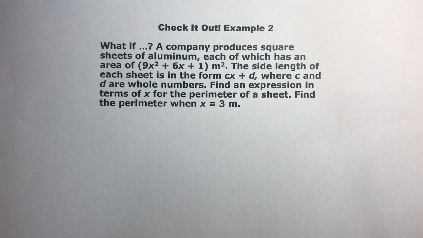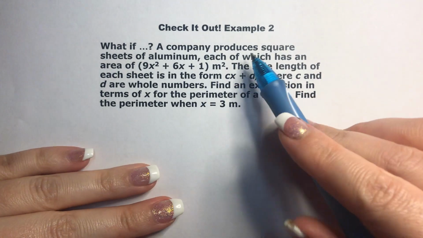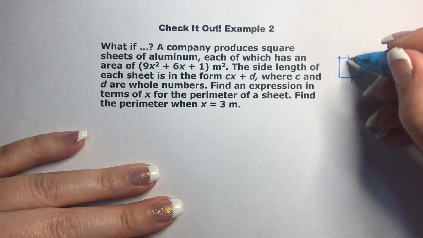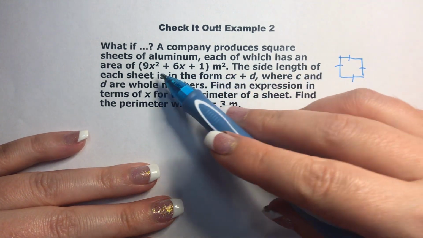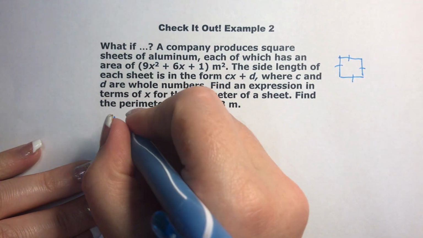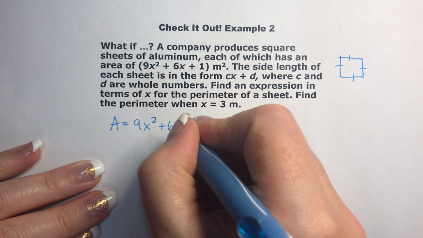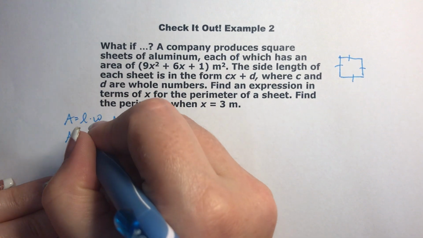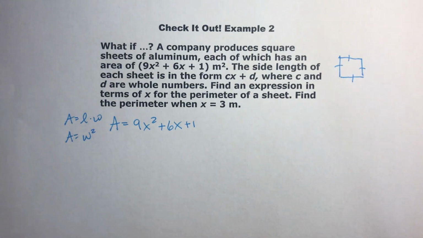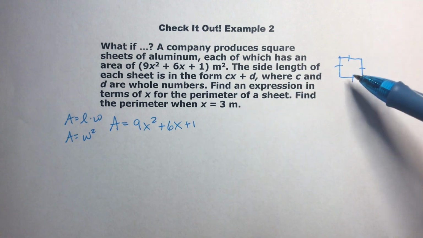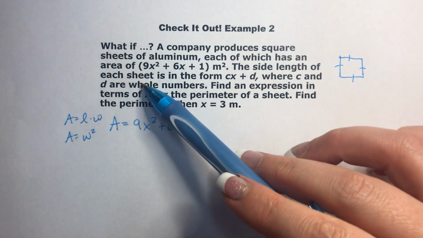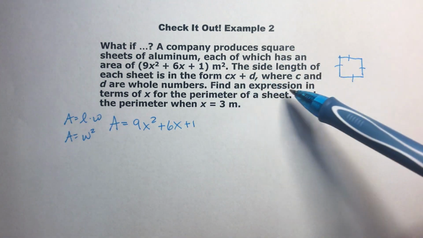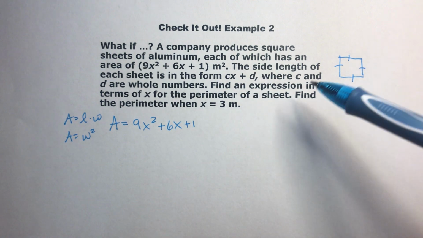Okay, let's see how you did. It says, what if a company produces square sheets of aluminum? Okay, so we're dealing with a square. All the sides are the same. Each has an area of this right here. Area equals 9x squared plus 6x plus 1. We know area equals length times width, or area is the same thing as the width squared, because they're all the same side, right? The side length of each sheet is in the form of cx plus d, where c and d are whole numbers. Wonderful. Find an expression in terms of x for the perimeter of a sheet.